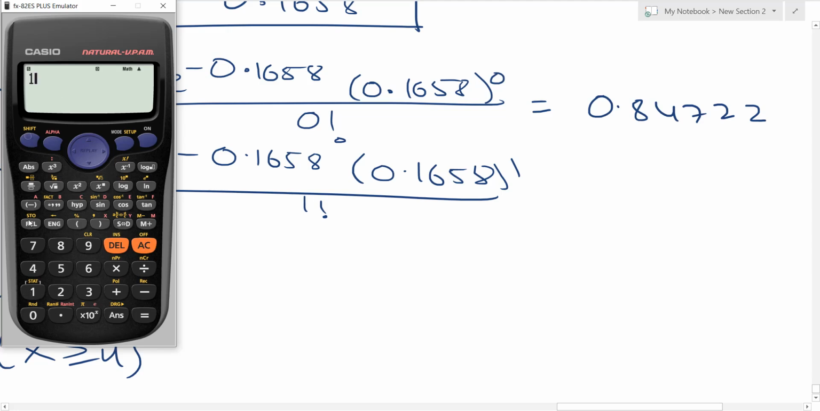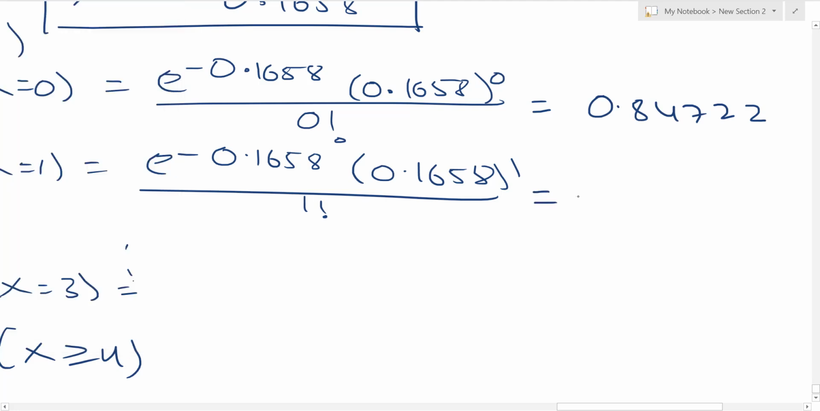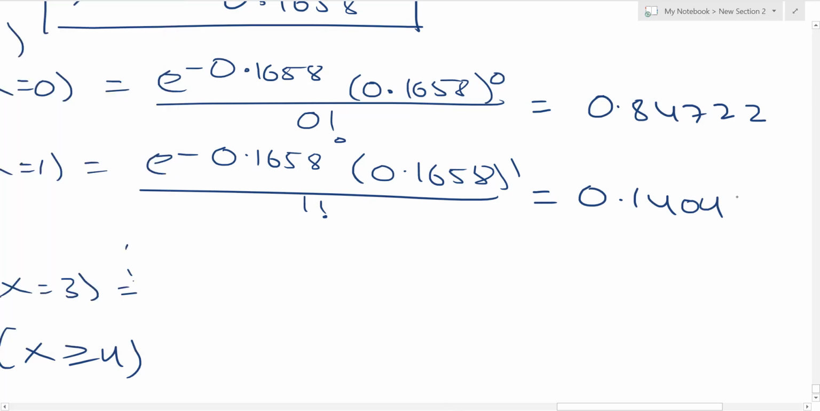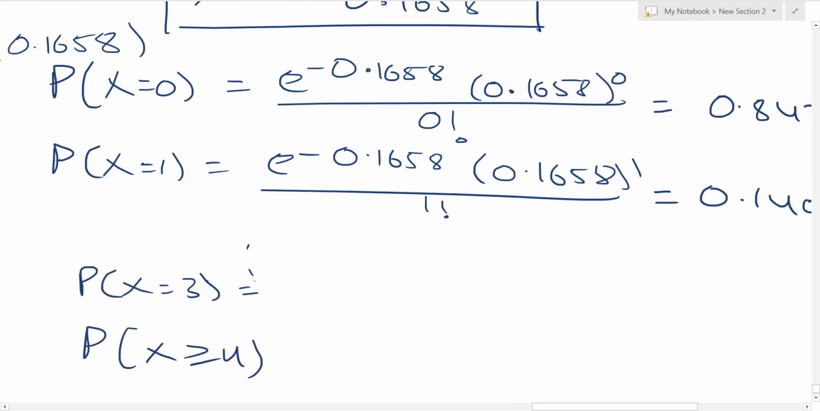So 1, shift store to a. Whenever you have repetitive values, where you have to find the same expression again and again, use a variable and keep changing the values. Press up, you get it again. You press equal to. It's 0.14047.